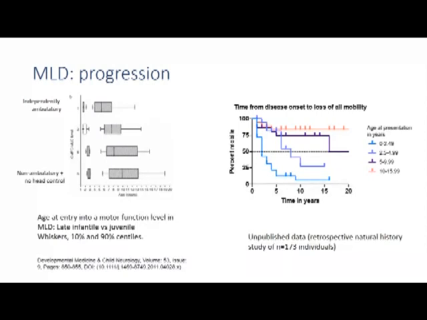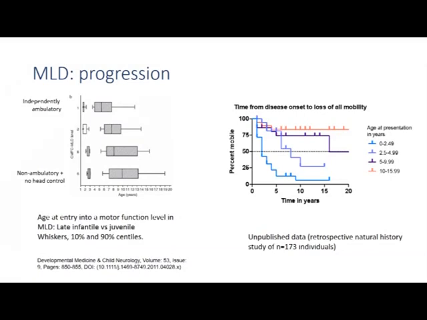Within the late infantile group, which are the box plots on the left of the plot, you can see there's a very narrow window in which individuals are entering into each level, suggestive that there's a very narrow window for progression within this late infantile form. But there's a huge level of variability within the juveniles, which is shown in the shaded box plots on the right. And you can see it's difficult to predict when an individual is going to be entering into the next level of motor function within the juvenile MLD.